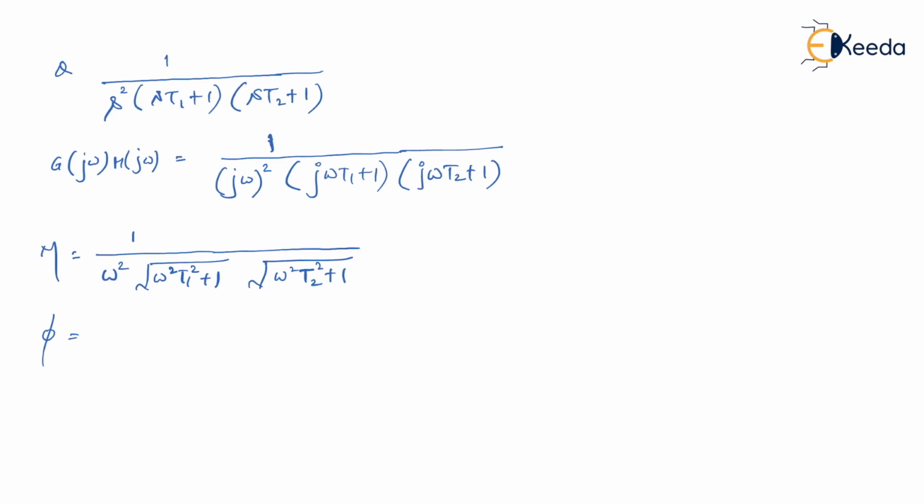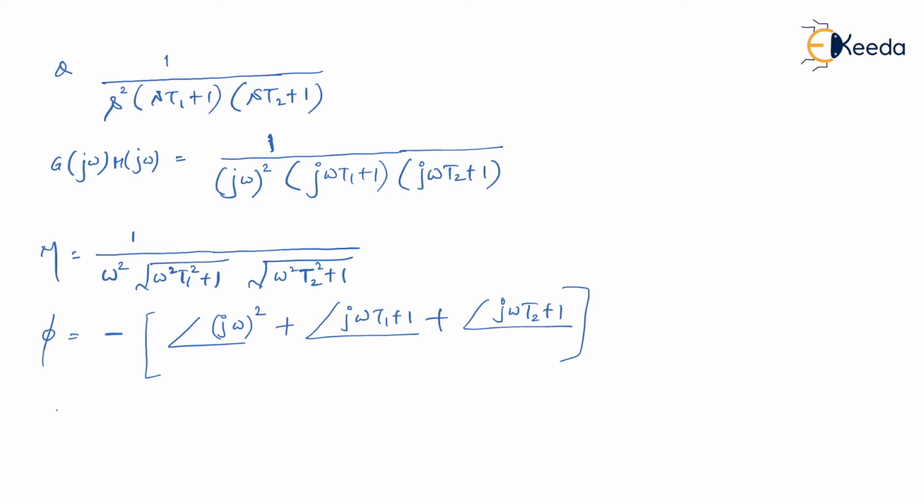And the phase angle can be given as, again in the numerator what we have is 1, and the real quantity gives you no angle, or the contribution for a real value is always 0 degree, and it is minus of the denominator angle. So naturally we will get this negative sign, and we will get the angles of j omega square plus angle of j omega t1 plus 1 plus angle of j omega t2 plus 1. So phase angle equal to, let us take this negative sign inside.